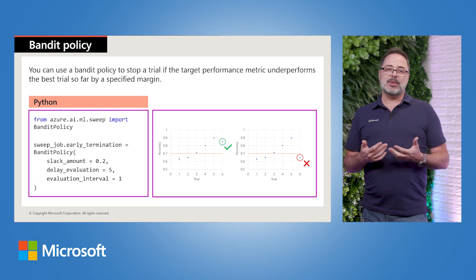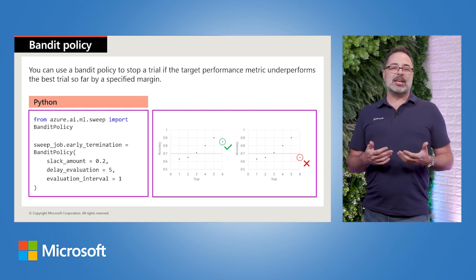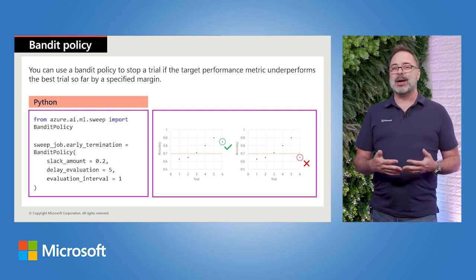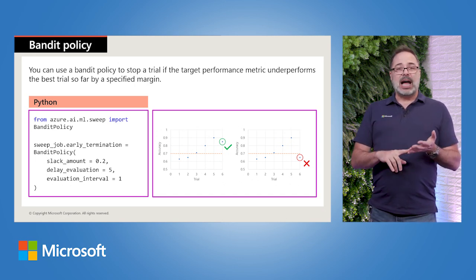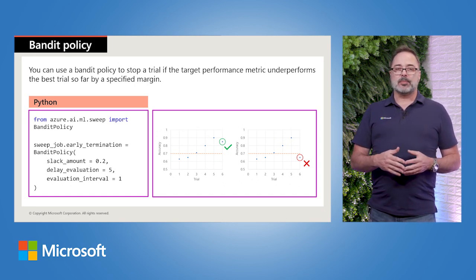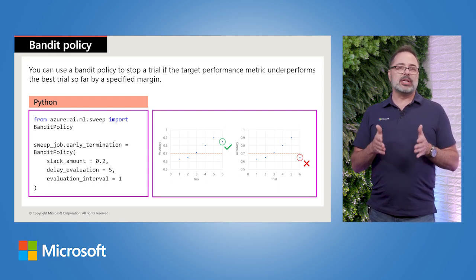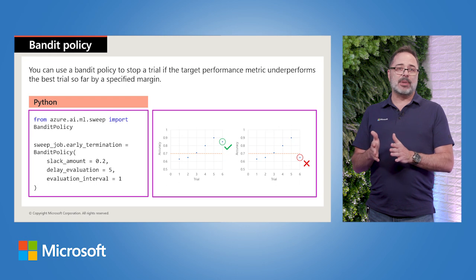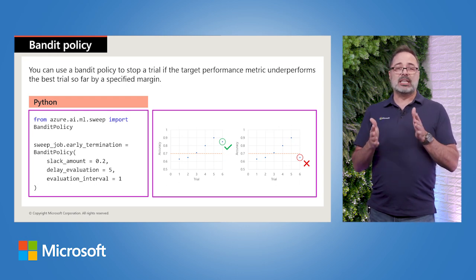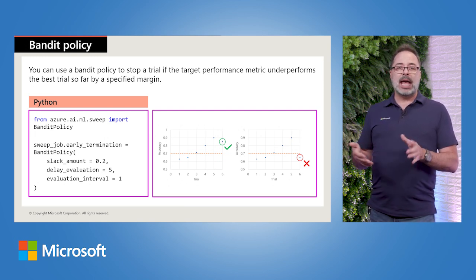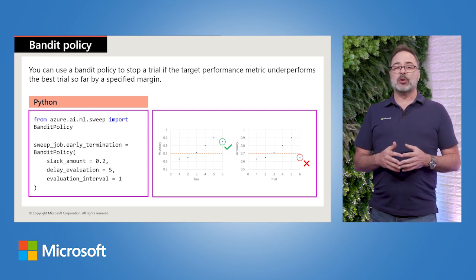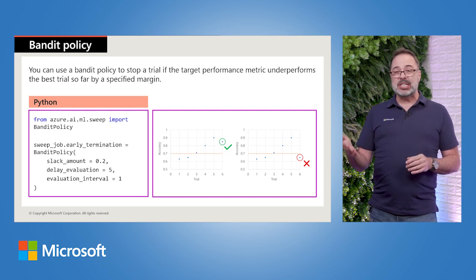So in the example in the slide, we see that we're configuring a bandit policy and specifying a slack amount of 0.2, a delay evaluation of 5 and an evaluation interval of 1. What this means is that any trial that falls out of the 0.2 margin that's specified in the slack amount will be terminated. Because the delay evaluation is set to 5, we won't start calculating this policy until after the 5th trial. After that, the policy will be evaluated for each trial since the evaluation interval is set to 1, so each time.